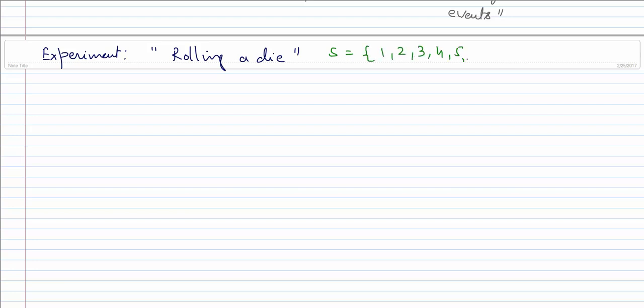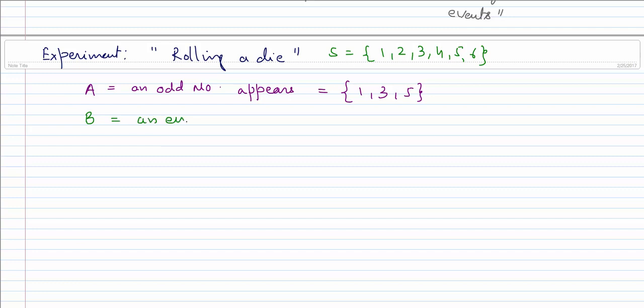Let us understand the same by an example. Let's have an experiment: rolling a die. If we roll a die, then the associated sample space must be 1, 2, 3, 4, 5 and 6. Now let's talk about an event A: an odd number appears. Then what must be in this event A? 1, 3, 5. Similarly we have another event B: an even number appears. So what we will have in this event? 2, 4 and 6.